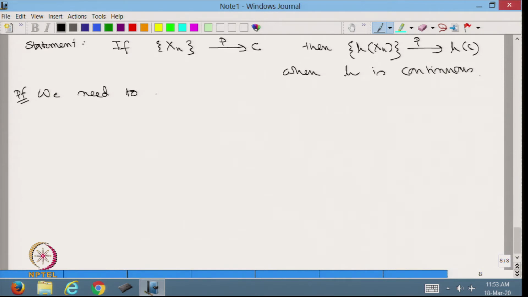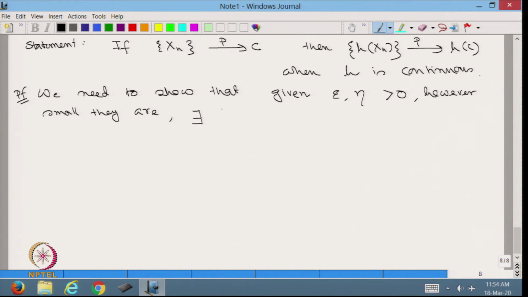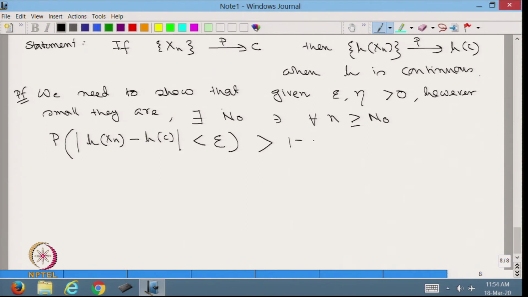We need to show that given epsilon and eta greater than 0, however small they are, there exists n naught such that for all n greater than or equal to n naught, probability modulus of h of x n minus h of c less than epsilon is greater than 1 minus eta.